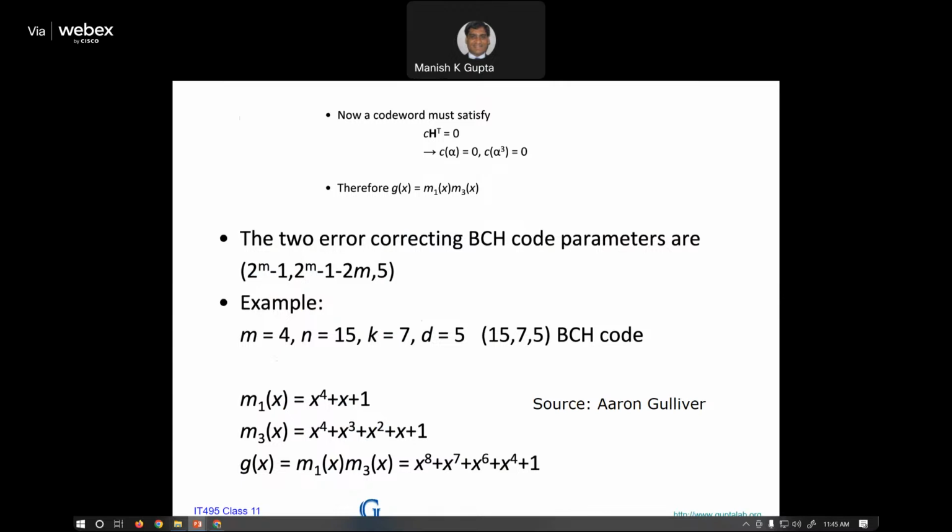As I mentioned, the H C transpose condition gives you C of alpha equal to 0 and C of alpha cube equal to 0. Therefore, the generator polynomial is M1(x) times M3(x). These are the minimal polynomials.